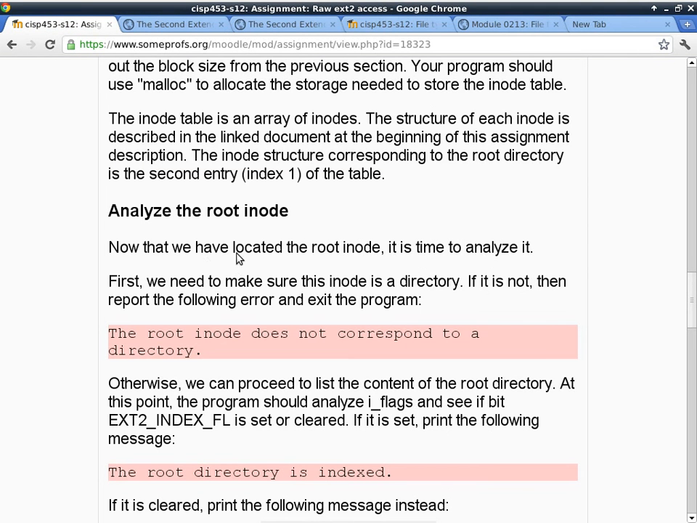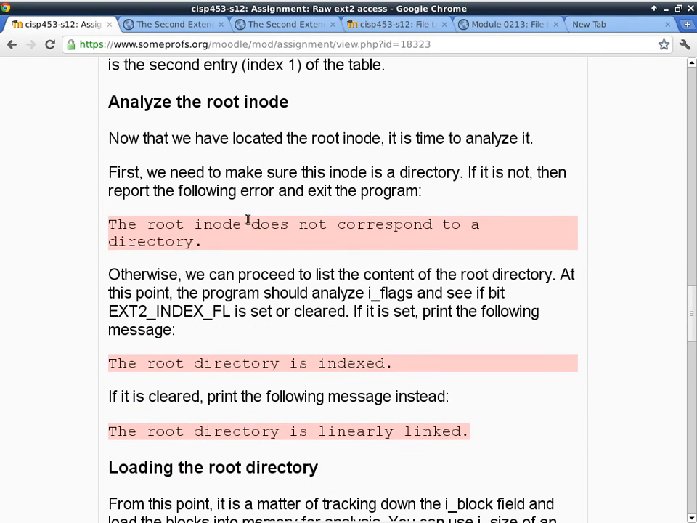So, okay. Here's the next thing we have to do. Now that we have located the root inode structure, the first thing you want to do is to see whether it is a directory. So we just did. Okay, it is a directory. Otherwise, we can continue. We can proceed to list the content of the root directory. In other words, we're now getting into the file system. We just got a hold of the inode structure of the root directory, which is where everything starts. Okay, everything starts with the root directory. So now we want to look at what is the content of the root directory. The test file system that I have set up only has one folder set up, so it should be pretty simple.